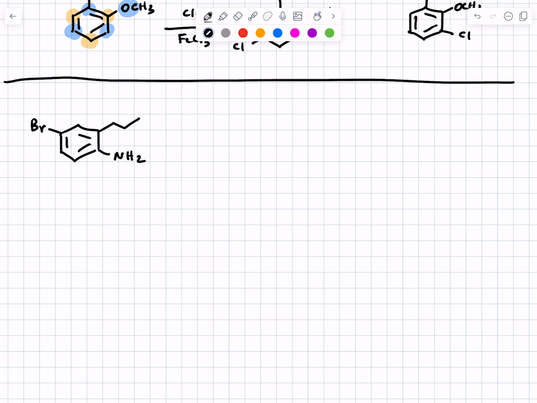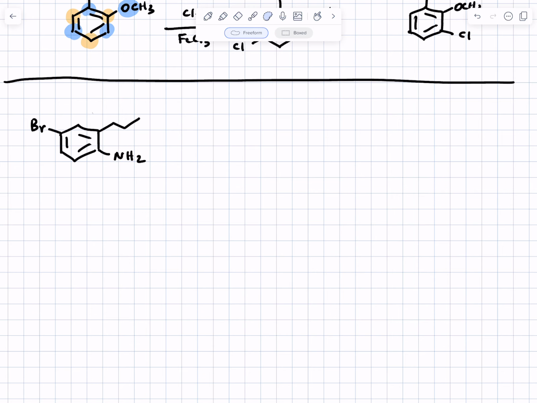Okay, so you want to make this molecule, you want to have the nitrogen and the alkyl group be ortho to each other. And you want the bromo group to be at this meta position, or meta to the alkyl group, but para to the nitro. I'm sorry, para to the nitrogen.